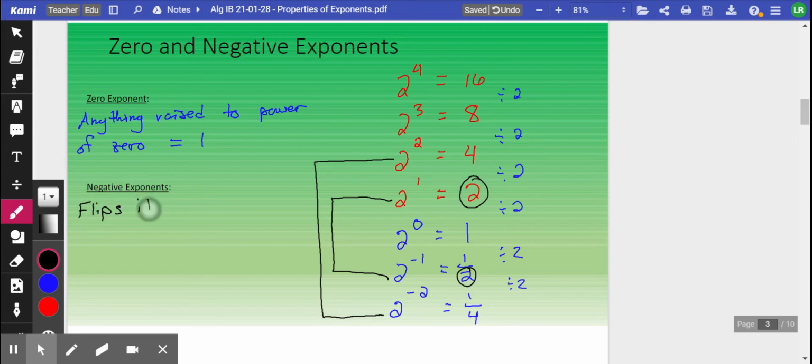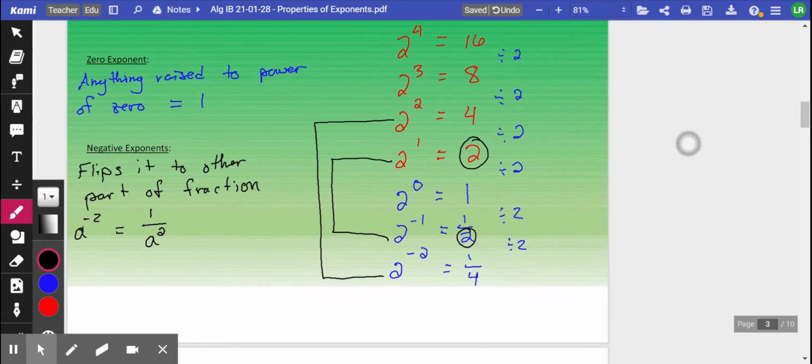Basically flips it, other part of the fraction. Okay? So, we could describe it as this. A to the negative 2 power just means I go 1 over a squared. That's just telling me to move my a squared to the bottom.